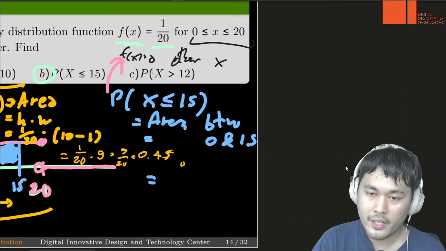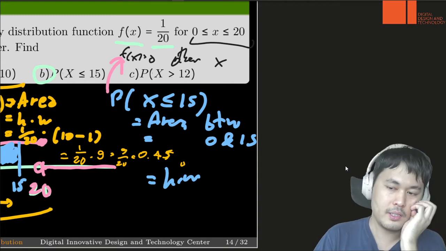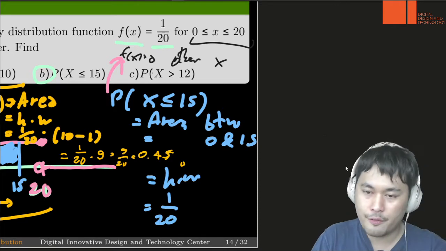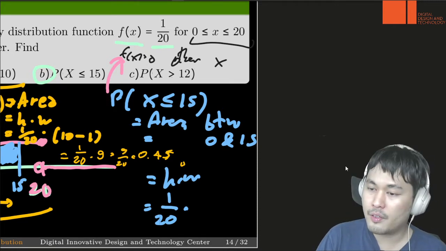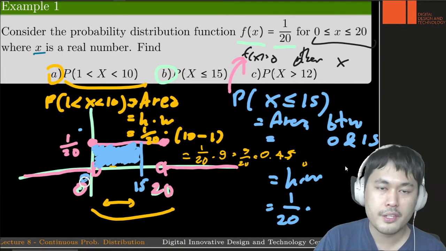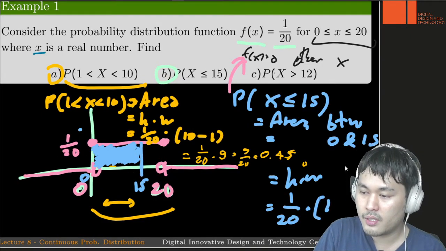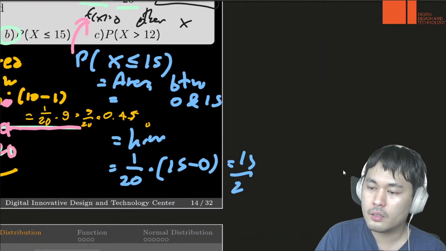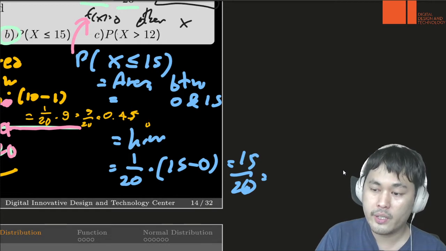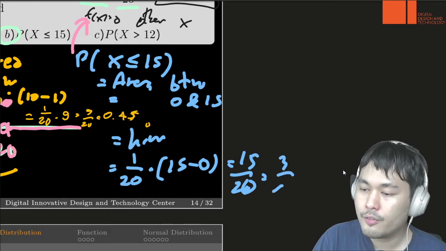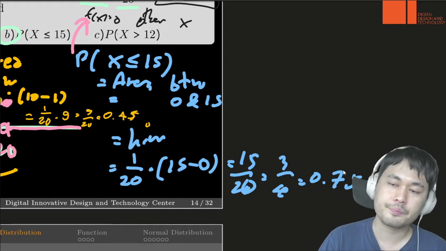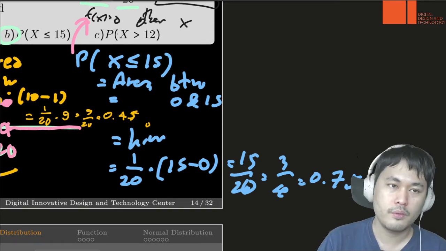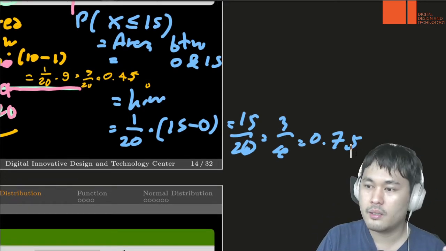So how can we find the area? It's the height times width. The height is still 1/20 because we get a nice flat rectangle. The width now we measure from 0 to 15. So that gives us 15 minus 0, and we can conclude that that's 15 divided by 20, 15/20, or 3/4, or 0.75. So for question B, the answer is 0.75, which we get immediately, directly from the area.